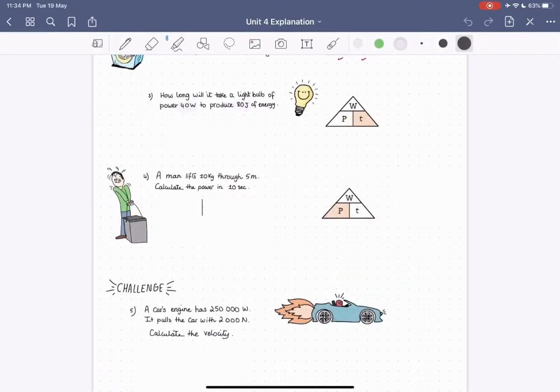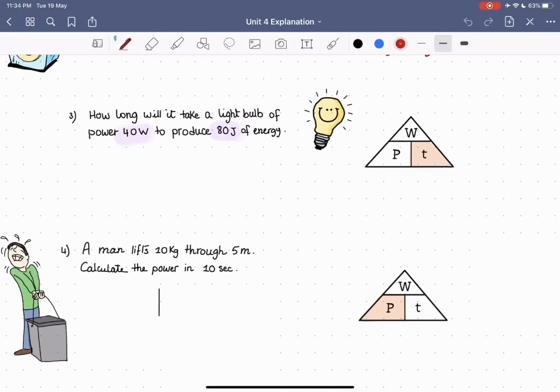Okay, now third question, we want to get how long will it take a light bulb of power 40 watts to produce 80 joules of energy. So you can state first the formula by saying we have the work, we have the power, we need the time. So the time is equal to the work divided by the power. And so we can replace work by 80 and power by 40, we will get 2 seconds.